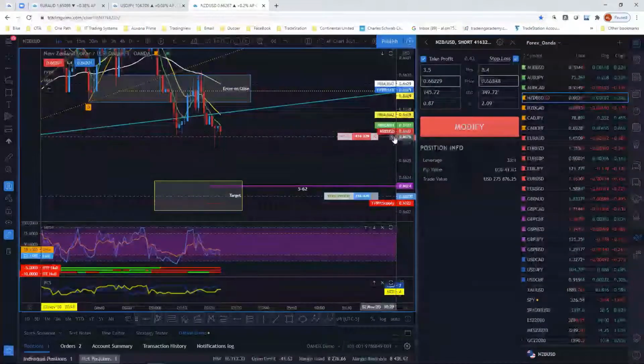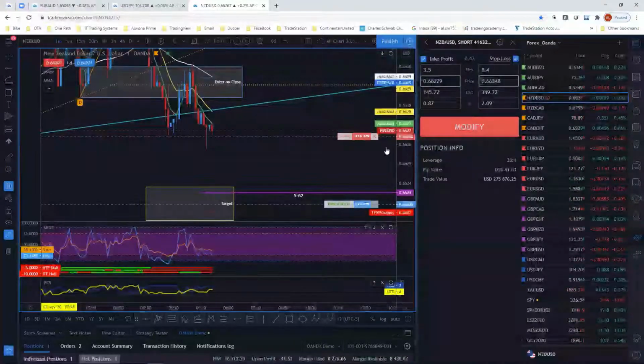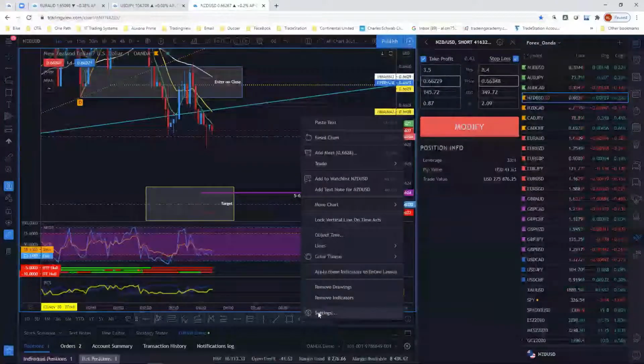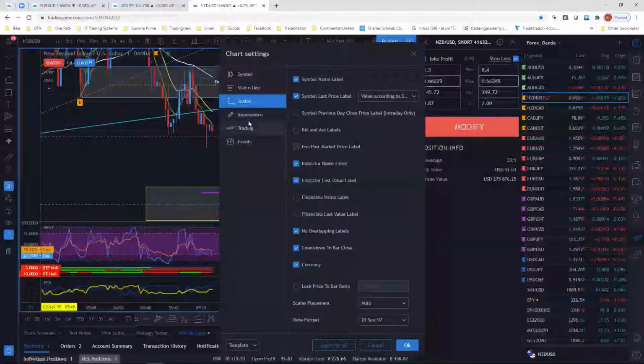Let me see if I can find it. I'm not seeing it. Maybe I'm just a nerd that looks for that at times. Well, you're right, I'm not seeing my clock either. So right click, properties or settings, and then go down to scale and then hit last value. Count down to bar close. It's on, it's clicked.